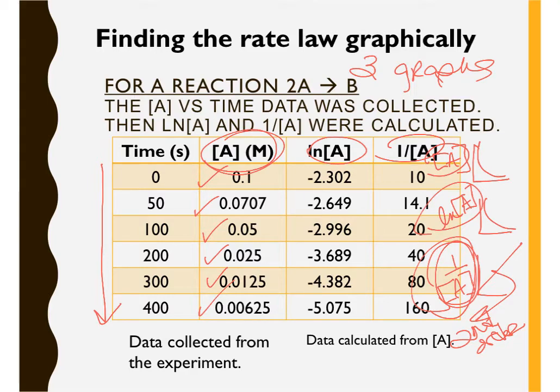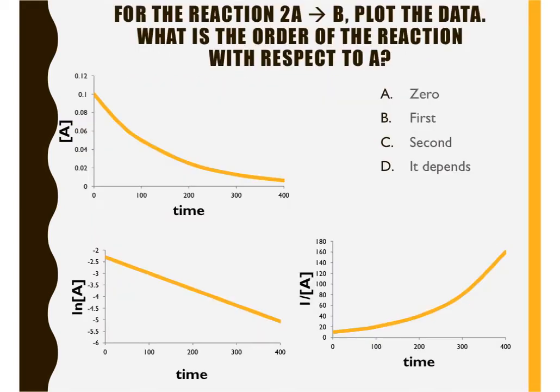So let's go ahead and see what this particular reaction was according to this data. Here are the actual graphs. Now you can see the graph that gave the straight line in reality was when natural log of concentration of A is on the y-axis, which tells us that this reaction is first order.